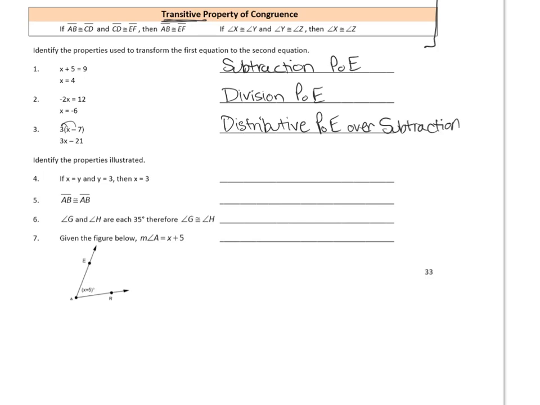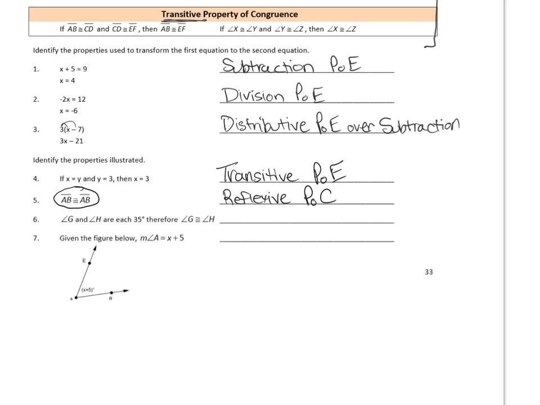Now, let's take a look and see what properties are being illustrated down here. If x equals y and y equals 3, then x equals 3. That is a chain reaction. That is transitive property. And it's property of equality because I'm dealing with equal signs. Here, I see that I have something is congruent to itself. This here would be the reflexive, and it's not property of equality, it's property of congruence because we're dealing with a congruent symbol.